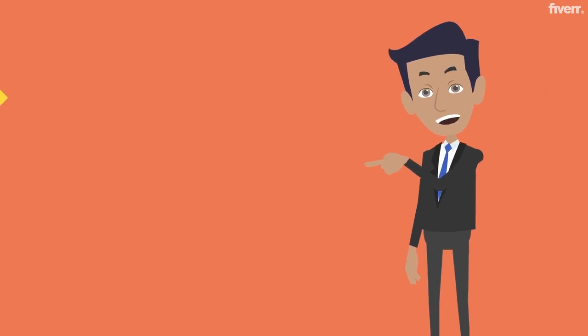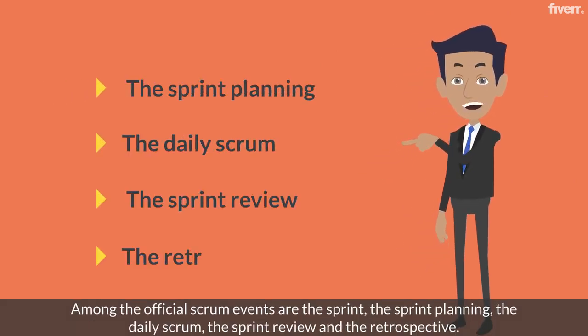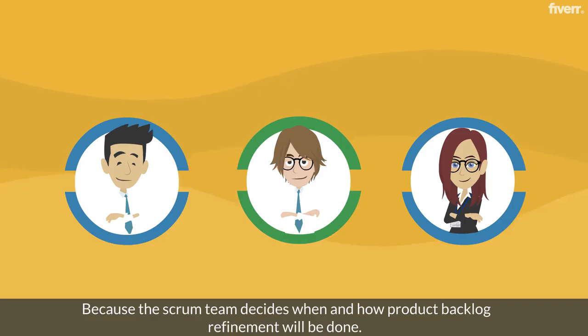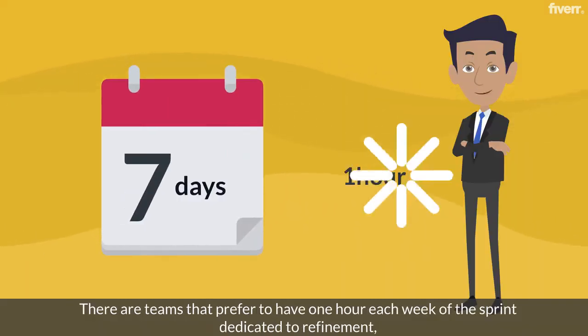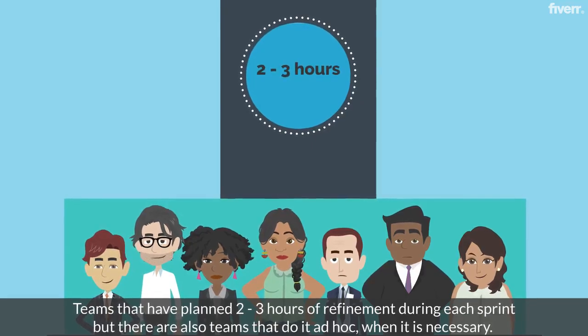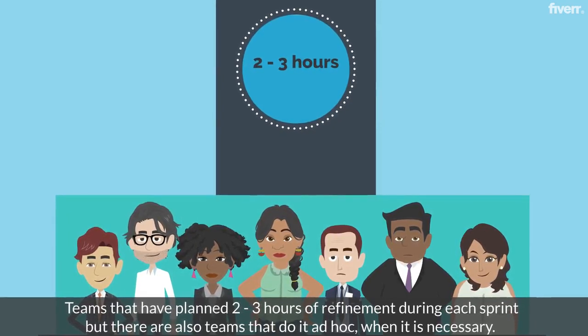Among the official Scrum events are the sprint planning, the daily Scrum, the sprint review, and the retrospective. Refinement is not part of these events because the Scrum team decides when and how product backlog refinement will be done. There are teams that prefer to have 1 hour each week of the sprint dedicated to refinement. Teams that have planned 2-3 hours of refinement during each sprint, but there are also teams that do it ad hoc, when it is necessary.